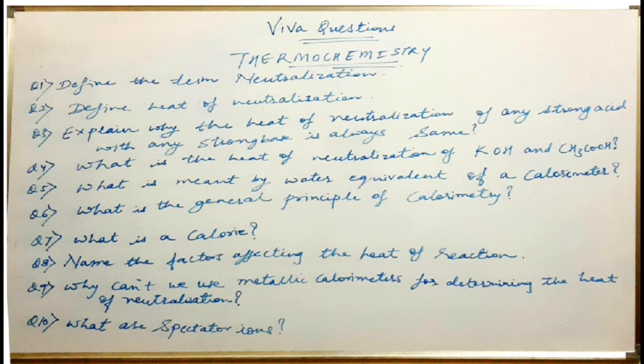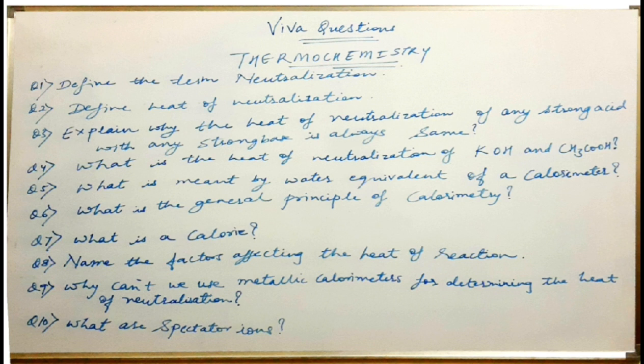However, if you take weak acid and weak bases combination, what happens in this case is a part of heat evolved is used up in their dissociation. And so, in this case, the heat of neutralization decreases. It is less than 57.32 kilojoules. See the next question there.